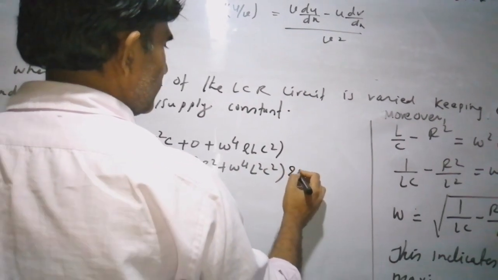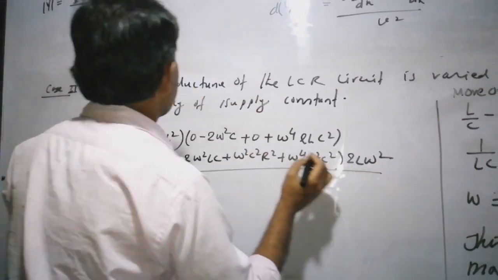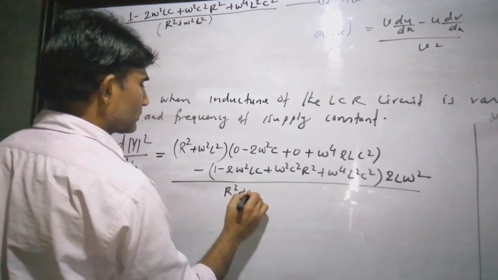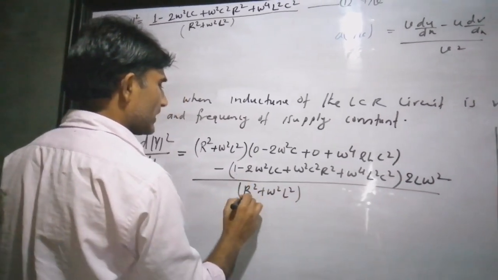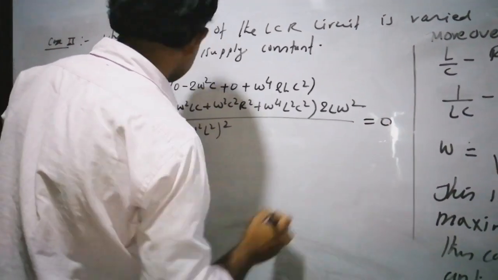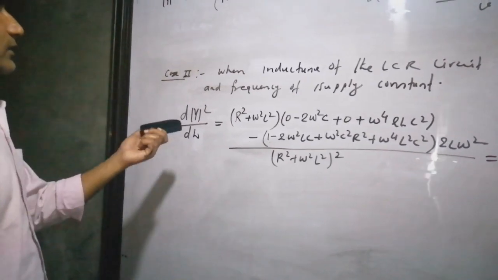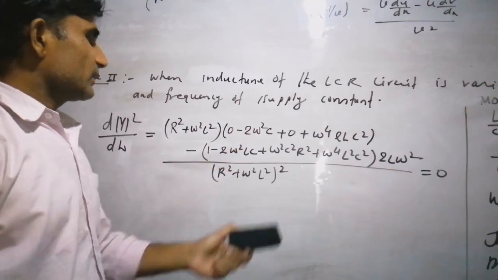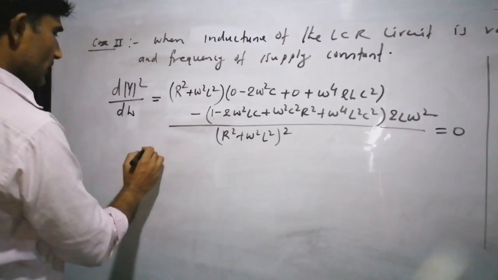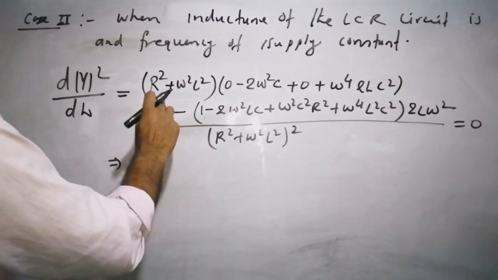So we get 2L omega square upon V square, and V is this term, R square plus omega square L square, the whole square, which must equal 0 for minimum admittance. Okay, now what is left? We have to multiply this, and the denominator goes to that side and becomes 0. Now let me carefully multiply this. If there is one term mistake, then it goes.